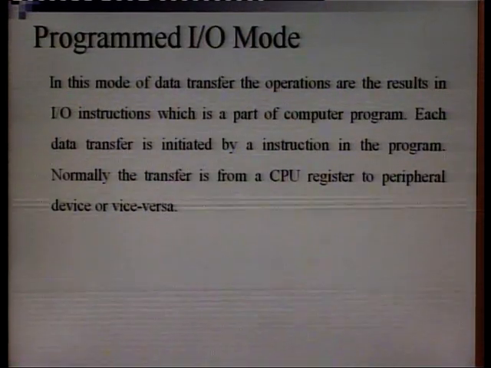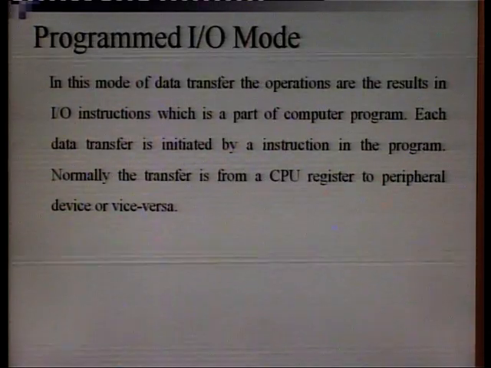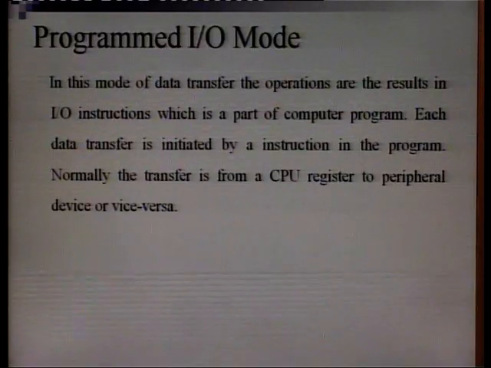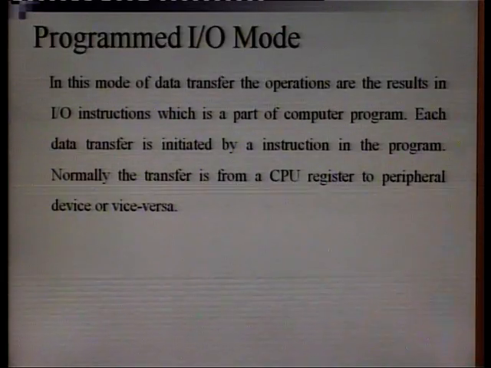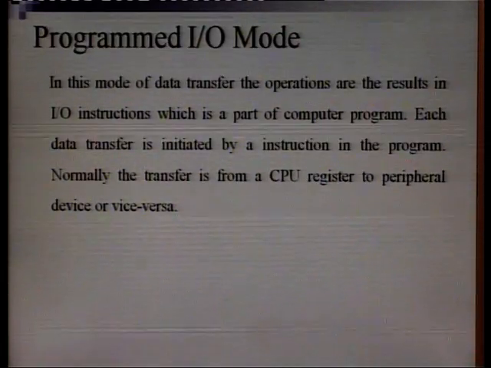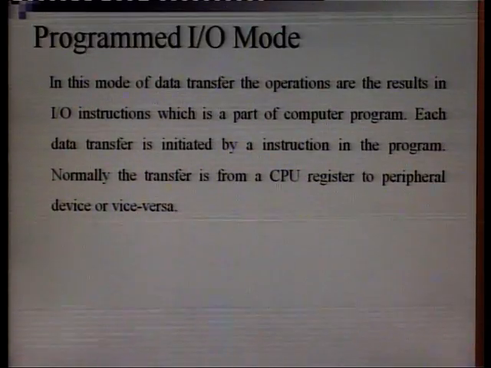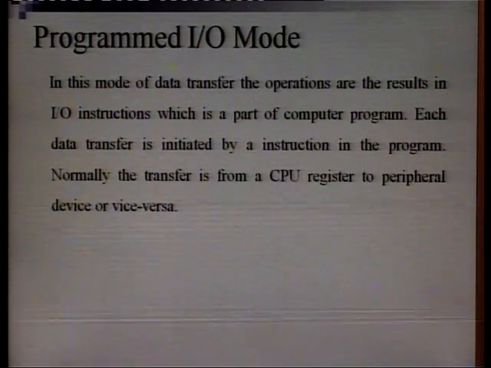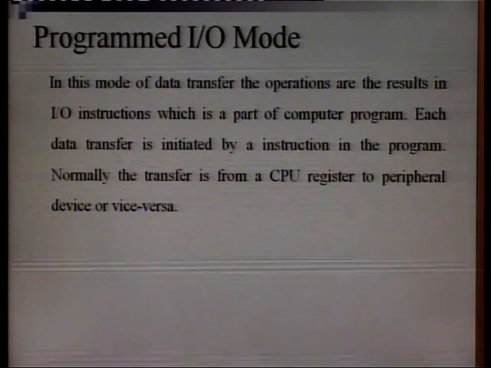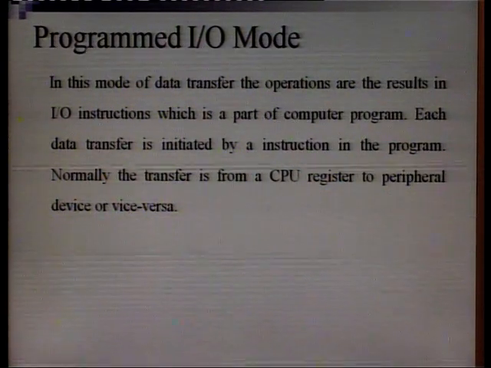The first method is programmed input output mode. In this mode of data transfer, the operations result from input output instructions, which are part of the computer program. Each data transfer is initiated by an instruction in the program. Normally data is transferred from the CPU register to the peripheral devices, or from peripheral devices to the CPU register. In this method, the CPU remains busy all the time from start to end.